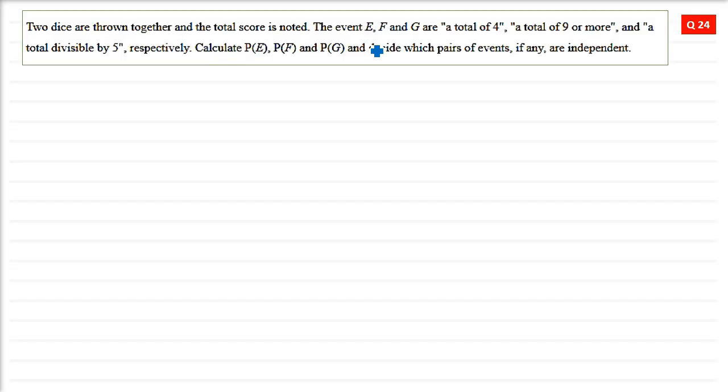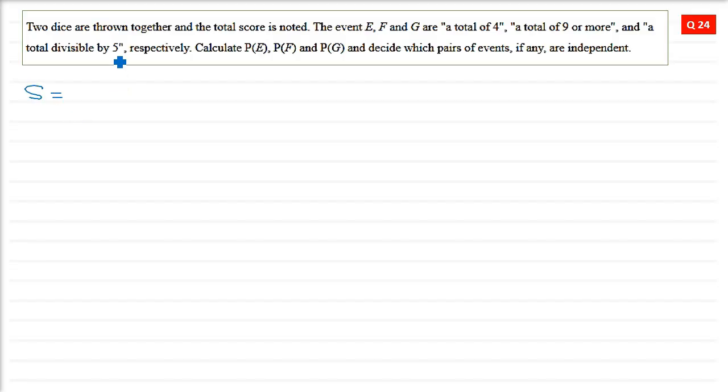Two dice are thrown together. The events E, F, G are a total of 9 or more, and a total divisible by 5, respectively. We have to calculate the probability of each of these three events and decide which pairs of events, if any, are independent.